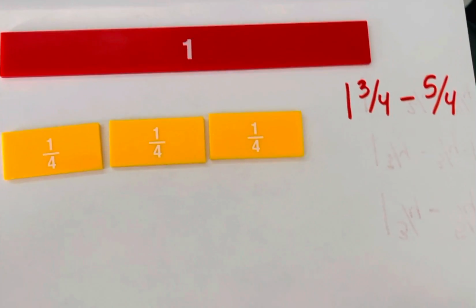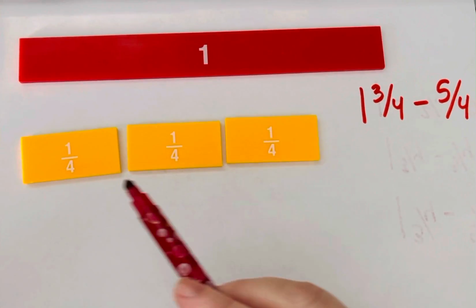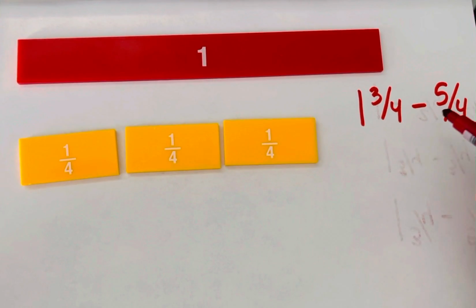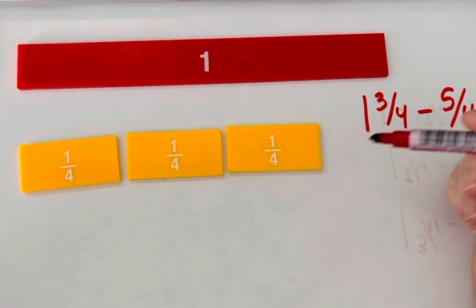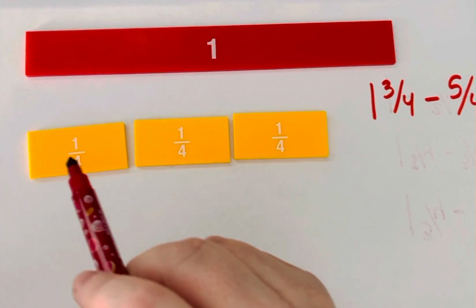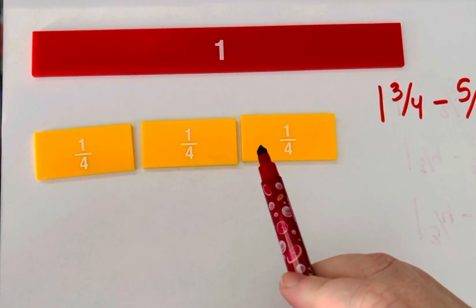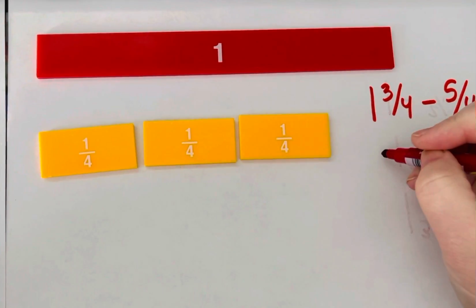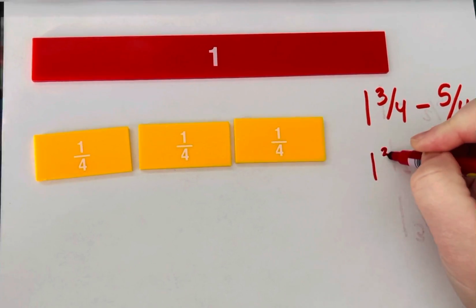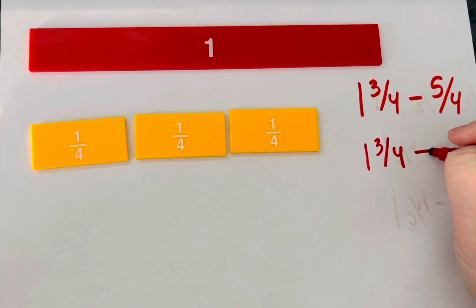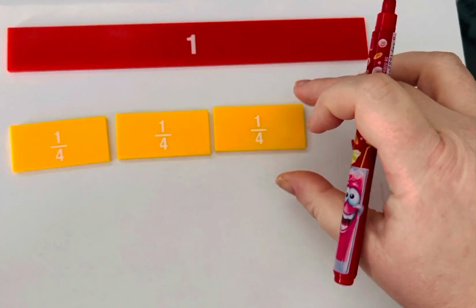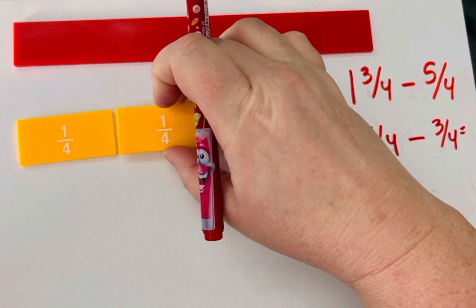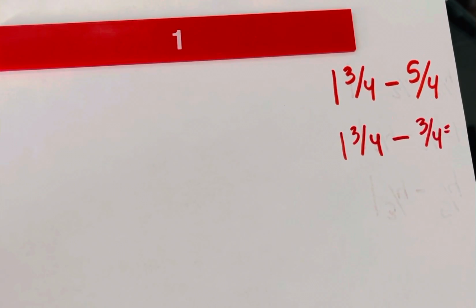So in our problem so far, we have 1 whole and we have 3/4, and we're taking from that 5/4 or 5 1/4 pieces. So as students look at this model, they're likely noticing I only have 1, 2, 3/4 available for me to take away. So their first step might be 1 3/4 minus those 3/4. And let's see what we would be left with. I would take 1/4, 2/4, and 3/4 away. I'm left with 1 whole.